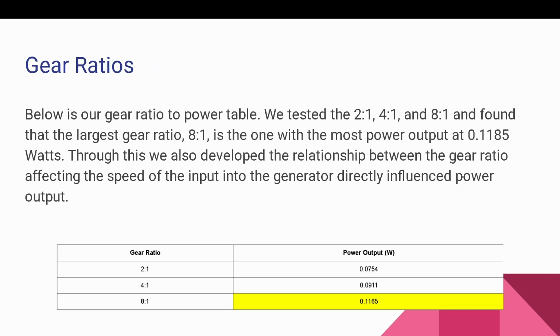This is our gear ratio to power output table. We tested 2-to-1, 4-to-1, and 8-to-1, and found that the largest gear ratio, 8-to-1, was the one with the most power output at 0.1185 watts. We also developed the relationship between the gear ratio, which affected the speed of the input into the generator, and directly influenced the power output.